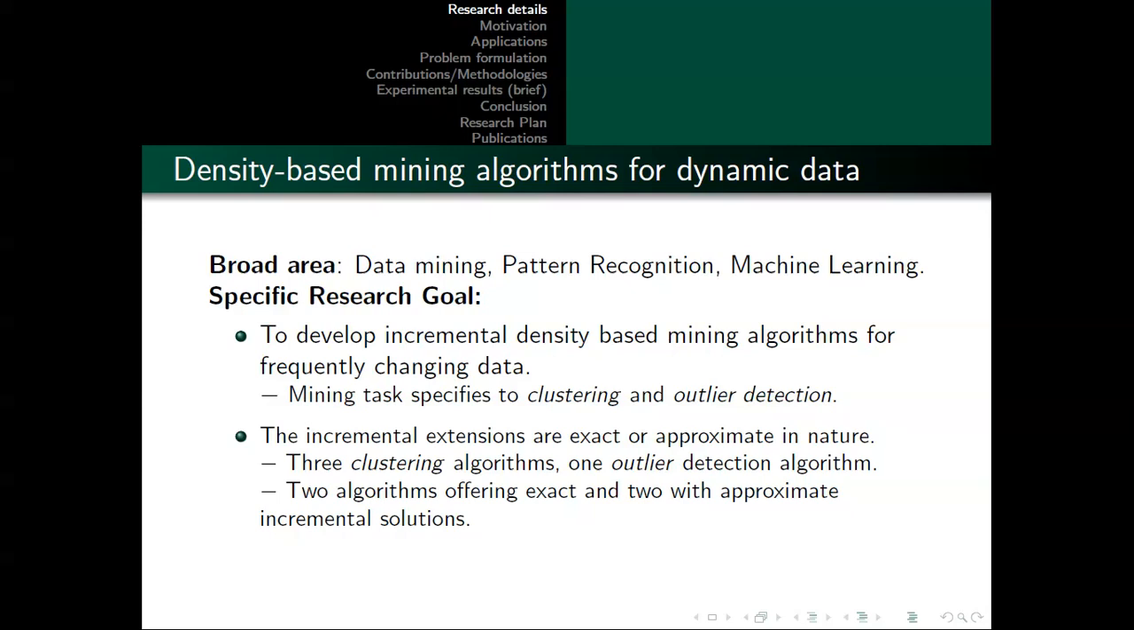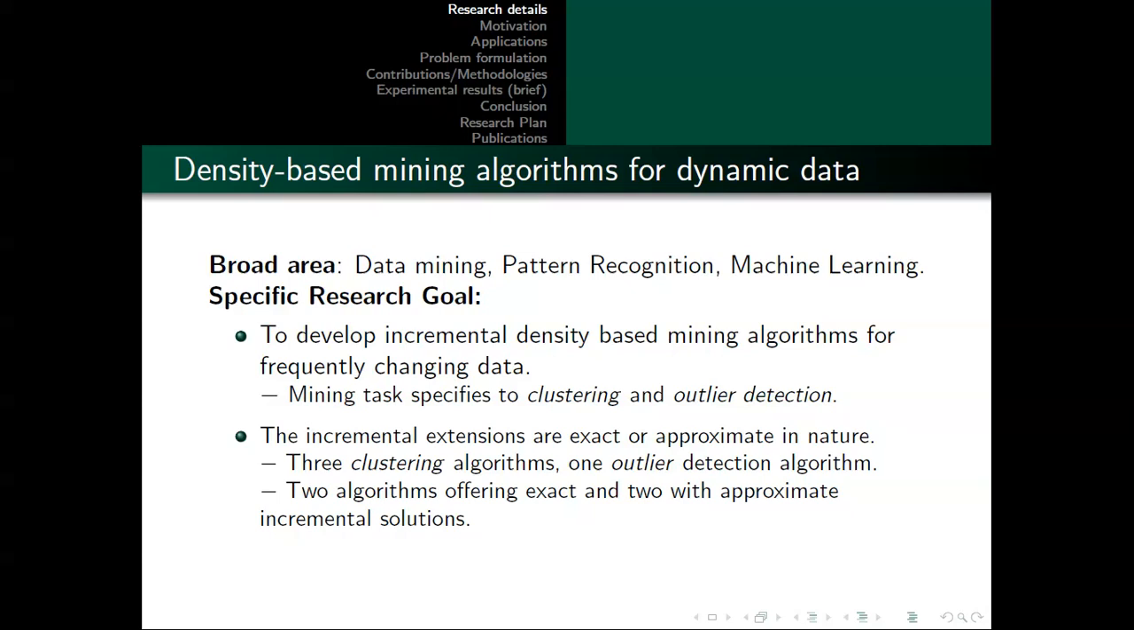What's the broad area of this research? So it lies in the field of data mining, pattern recognition, and machine learning. The specific goals of this research are to develop incremental density-based mining algorithms for frequently changing data. And there are two mining tasks that have been handled specifically. They are clustering and outlier detection. So there are four contributions in total. Out of these four contributions, three of the algorithms are related to incremental clustering, and one algorithm is related to incremental outlier detection. And they all lie in the field of density-based domain.